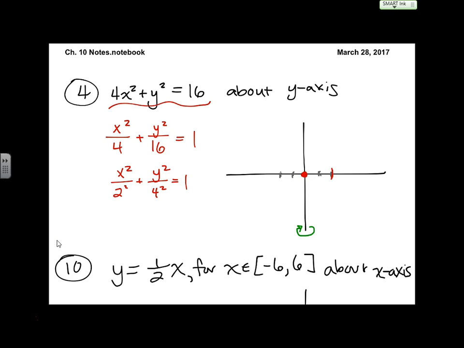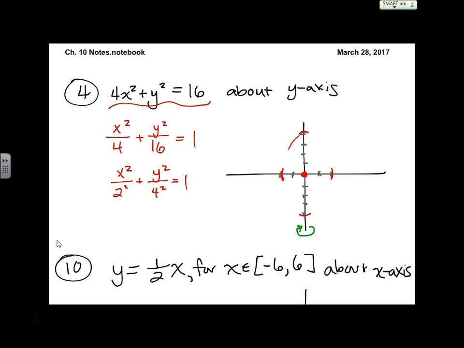If you want, you could put little rotations and say, okay, I'm going there and there. How far up and down am I going as dictated by the y squared term? I'm going to go up 4: 1, 2, 3, 4. And down 4: 1, 2, 3, 4. Okay. So this is a vertically oriented ellipse, right? It's a little messy, but it's the right idea.